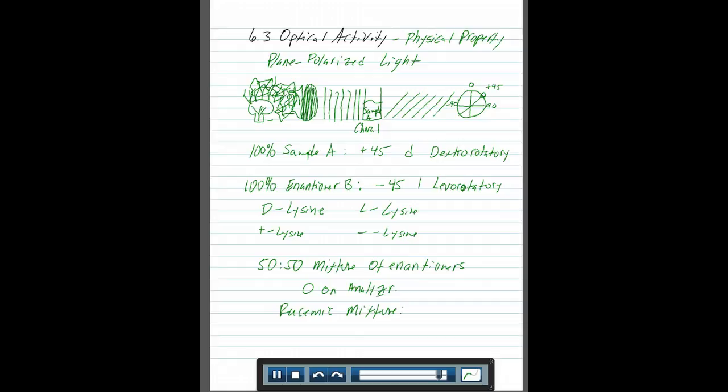If you have 100% of one, it's called enantiomerically pure. So if you have 100% of the R, you have an enantiomerically pure R, or you have 100% enantiomerically pure D, or 100% enantiomerically pure L, or you have a racemic mixture. Now, you could have a variation like 75% of one and 25% of the other, but we're not really going to get into that.